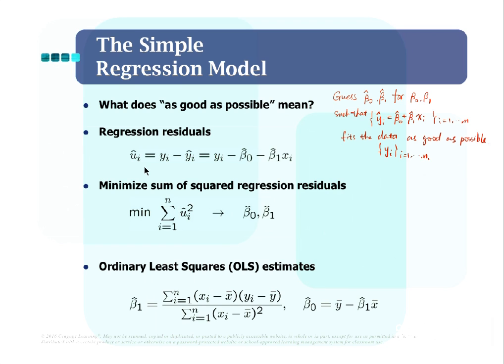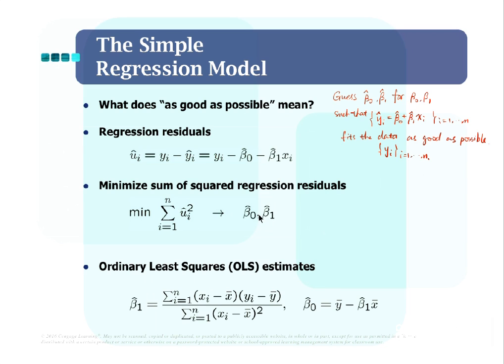Okay? So we minimize this, but we don't simply minimize the sum of ui, because there can be a positive residual and a negative residual, and the positive and the negative values can cancel out each other. Right? So we minimize the sum of squared residuals, okay, by choosing beta 0 hat and beta 1 hat. In this way, we obtain the estimates.